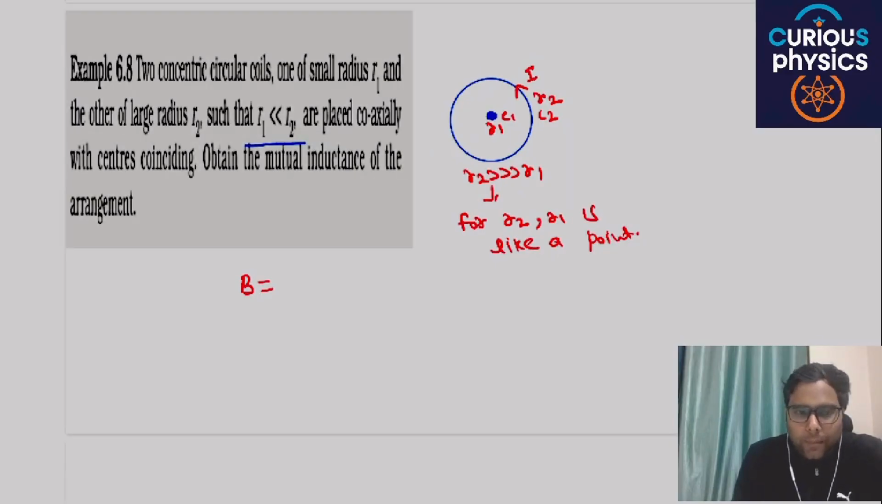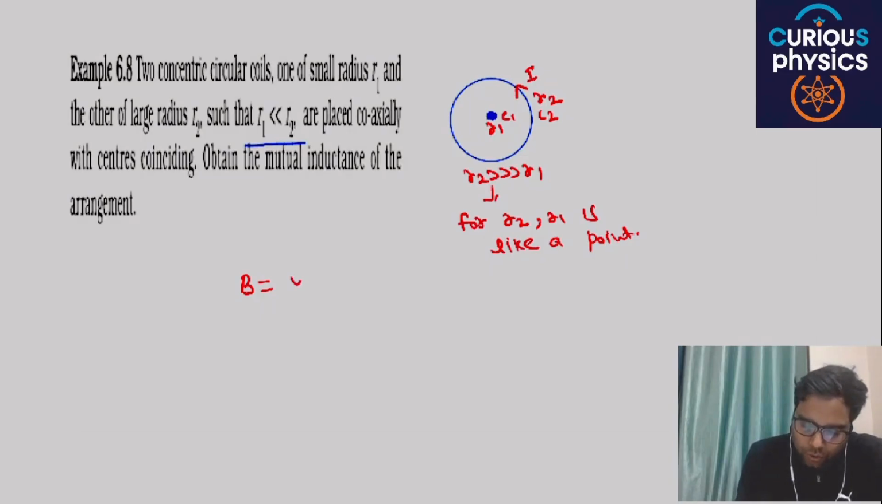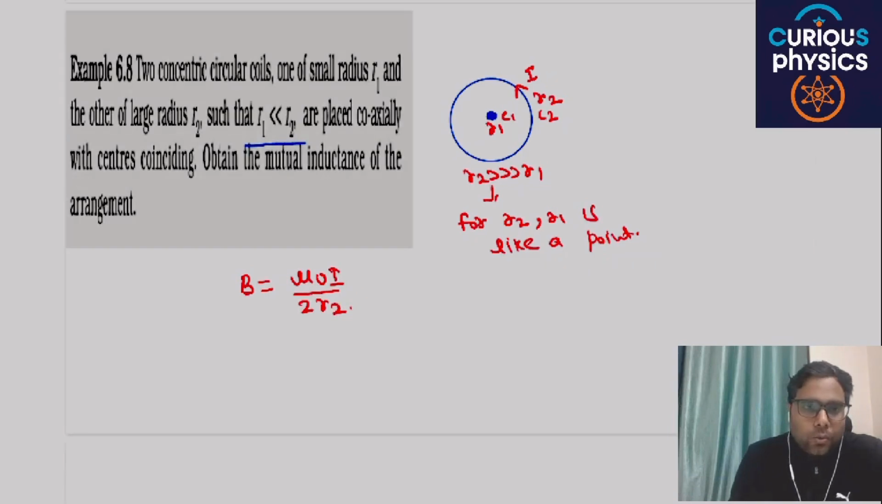We know that the magnetic field at the center will be mu naught I divided by 2r2, where r2 is the radius. This result we have derived when we were doing the Ampere circuital law. We derived that at the center of a circular loop, the magnetic field will be mu naught I by 2r. Are you able to understand my point or not?